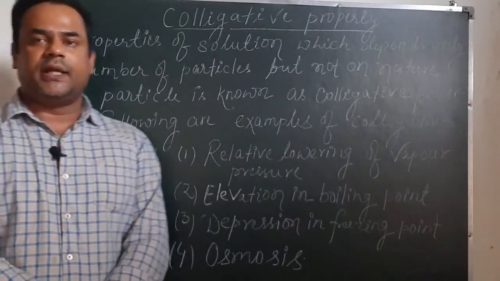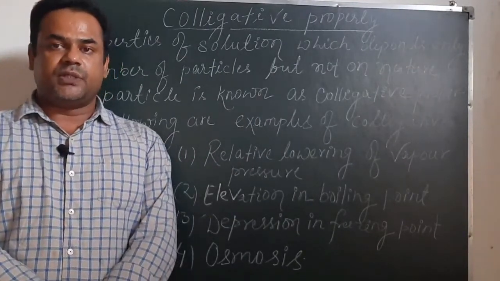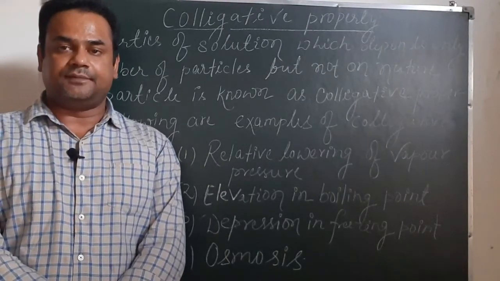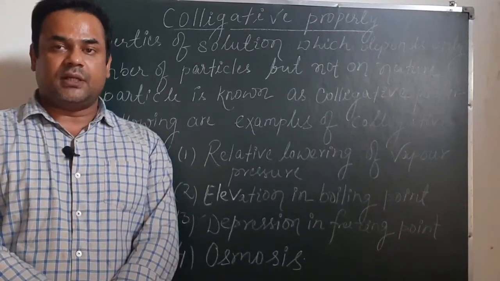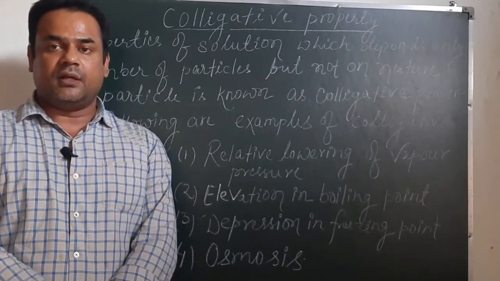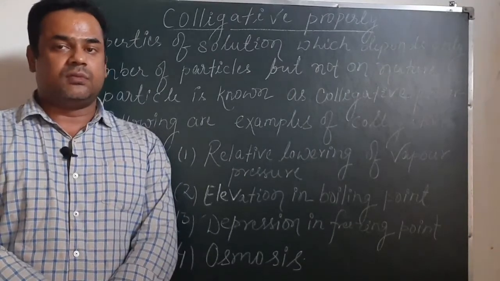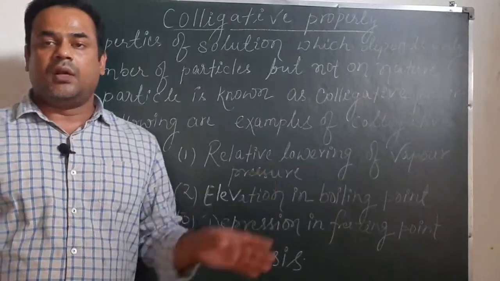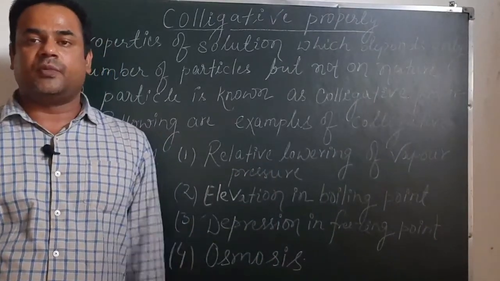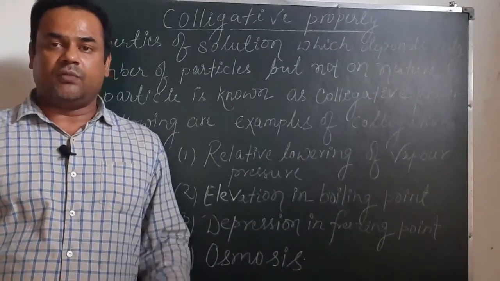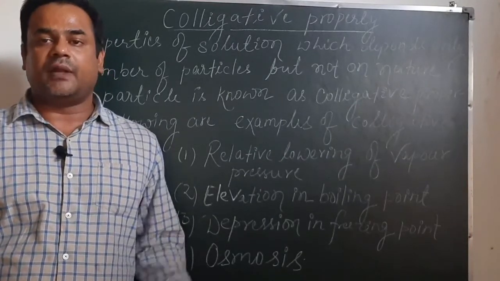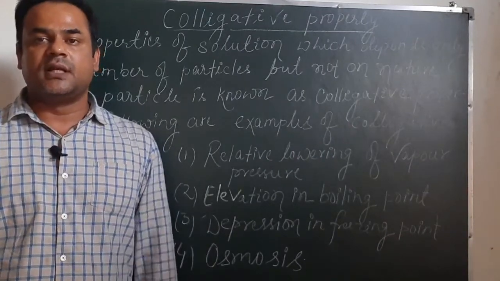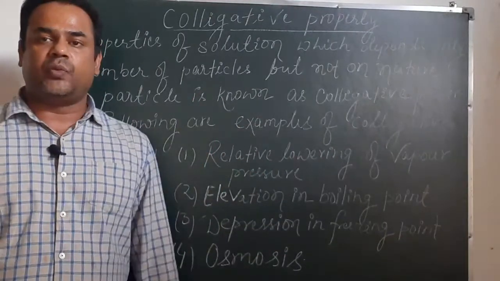So we can define colligative properties as properties which depend only on the number of solute particles but not on the nature. Whether we are adding NaCl or MgCl2 or CaCl2, that is not going to affect the colligative properties. Only whether we are adding one particle, two particles, or when we add it, it is dissociating to give two particles, three particles, four particles, that will affect the colligative properties.